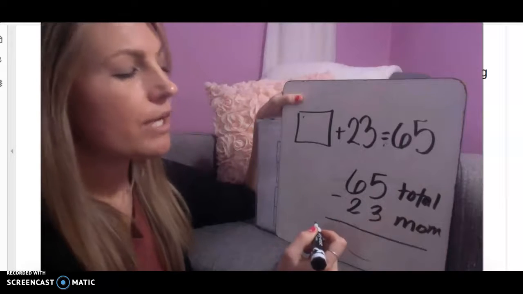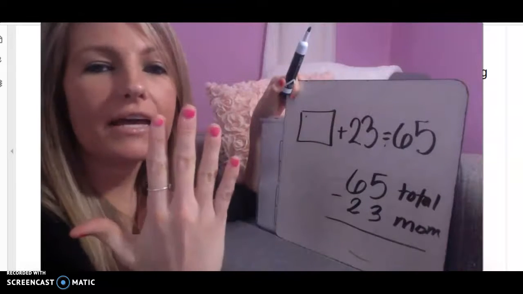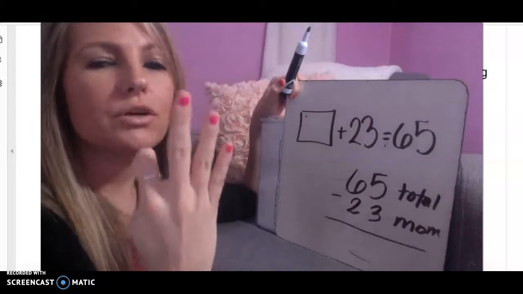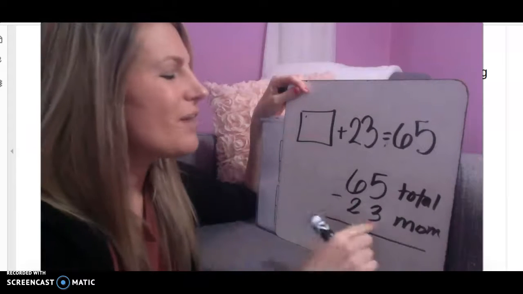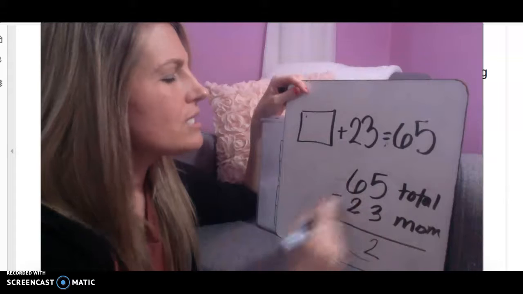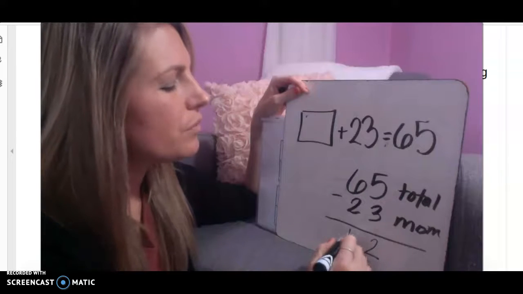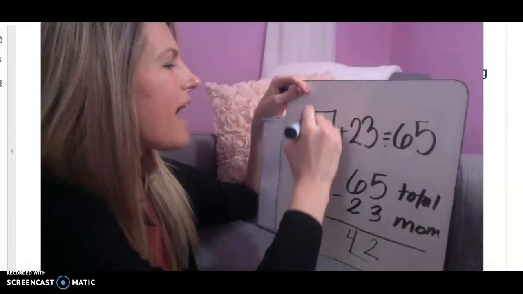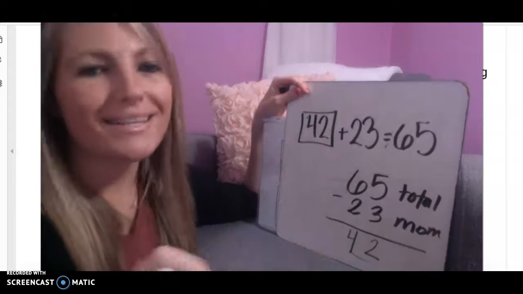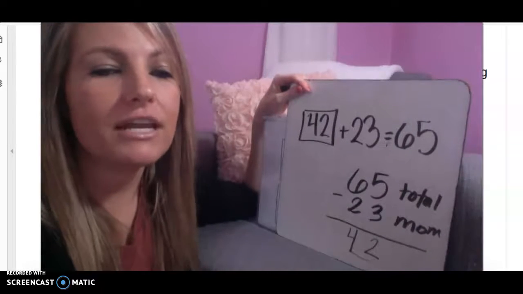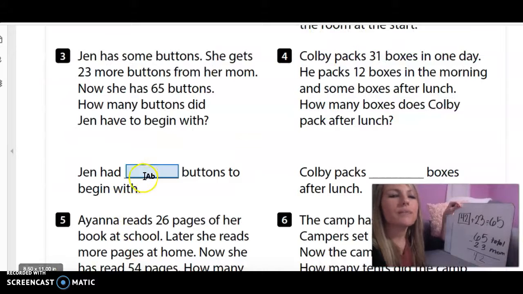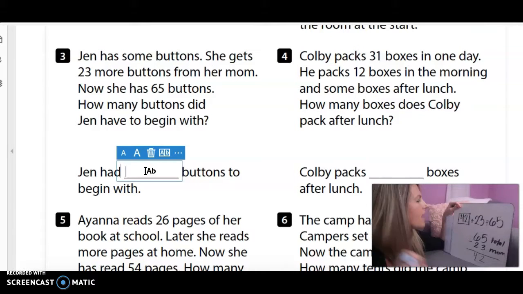5, take away 3, that gives me 2. 6 take away 2 would be 4. She's got 42 buttons at the very beginning before her mom ever gave her any. So let's go back to question number 3 and let's type in 42. She started out with 42 buttons.